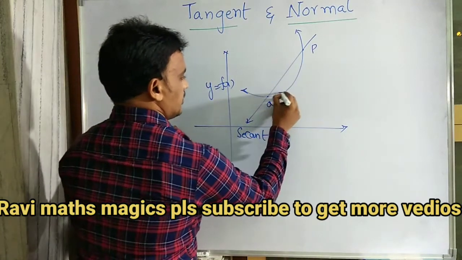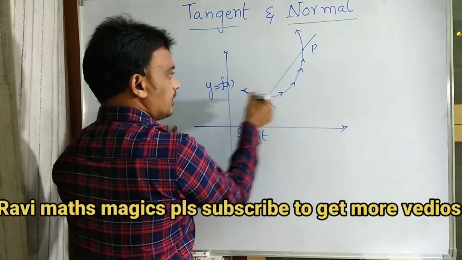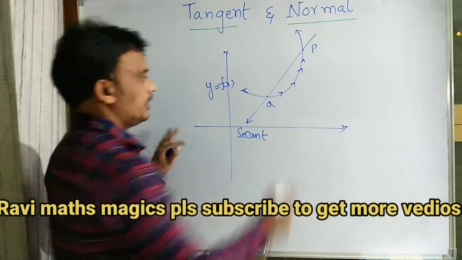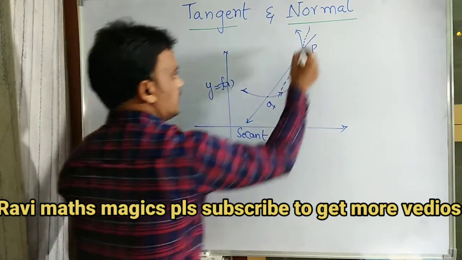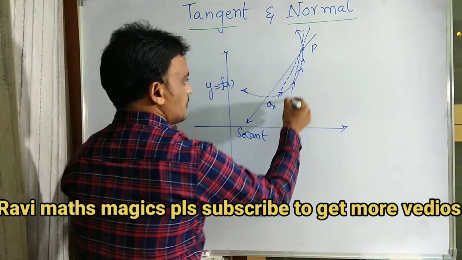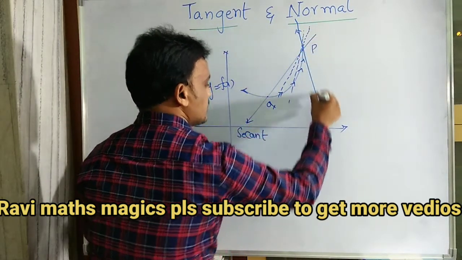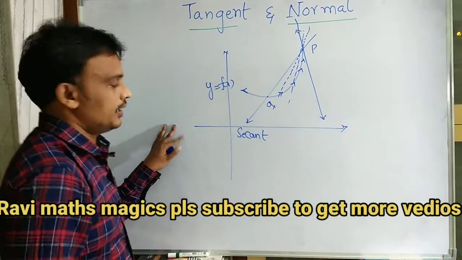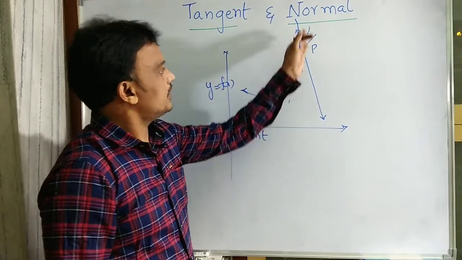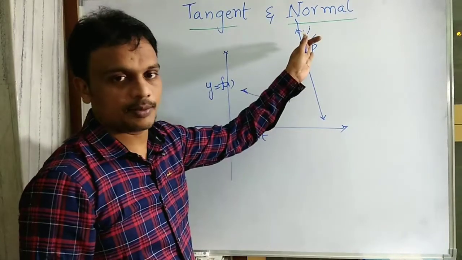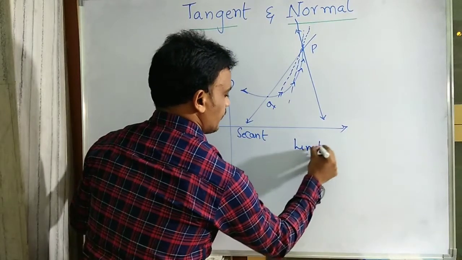Now here the point Q is moving along the curve. Now I can get the lines like this. Finally I can get particularly the line like this. So when the point Q is moving along the curve and reaches the point P, now I can write the limiting position.